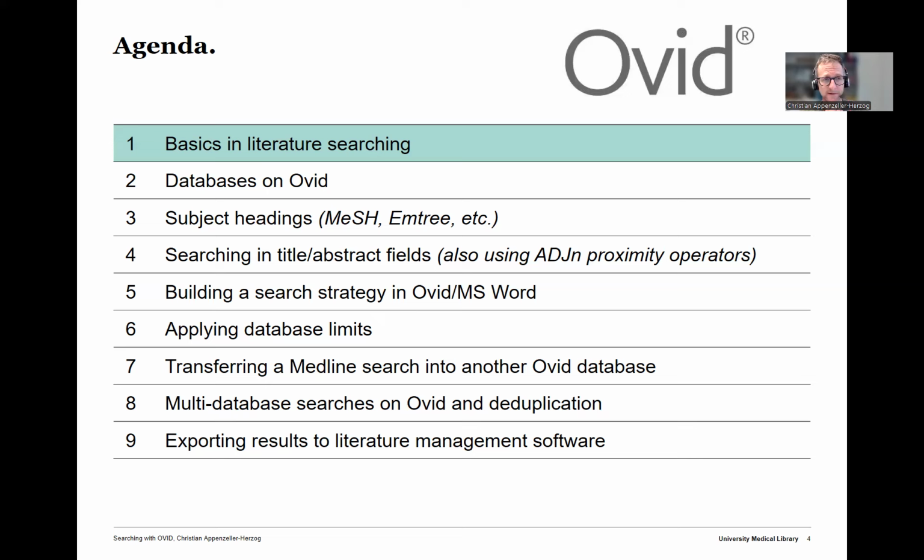We will look at subject heading searches, so how to search with, for instance, MeSH terms in Ovid Medline. We will also see how to search in the title and abstract fields, and in this part number 4, I am also going to introduce to you the so-called ADJ operators. These are so-called proximity operators. We will learn how to build a search strategy out of these searches in sections 3 and 4.